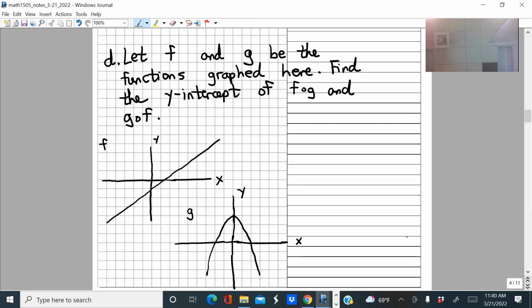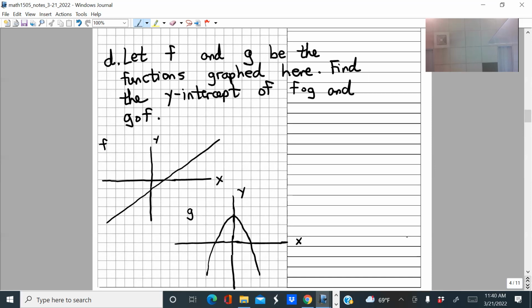These are two different functions, F and G, but here we don't have the formulas for F, and we don't have the formulas for G. But let's see what they're asking. We just have the graphs. They're saying, okay, find the Y-intercept of F compose G and G compose F.